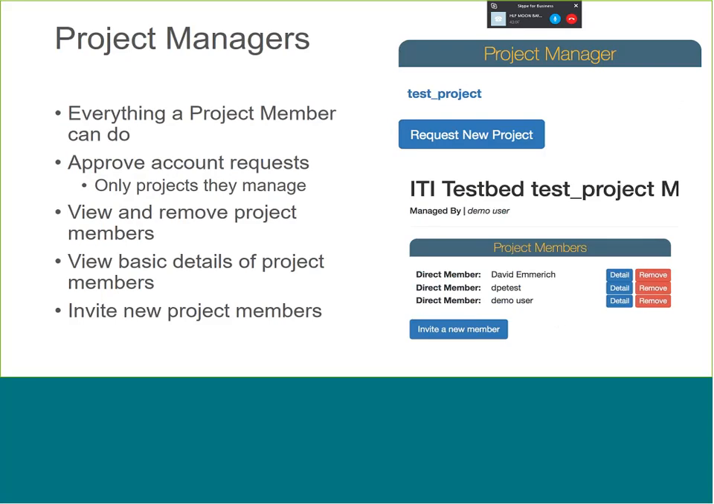Project managers can do everything a project member does. In addition to that, approve account requests for only projects that they are managing. They can view and remove project members, kind of a way to keep it tidy. Project managers typically know who's involved, so if someone is leaving a project, they can take them out there to remove access. They can see basic details of project members: name, email address, organization, just some basic information there. And if there are new members coming on, you can invite them to the project, kind of save some time of going back and forth with the new members.